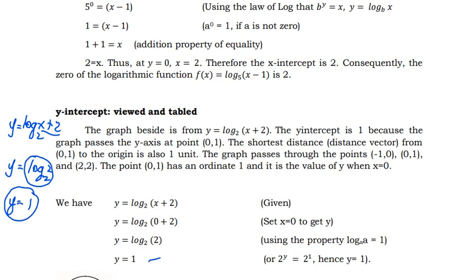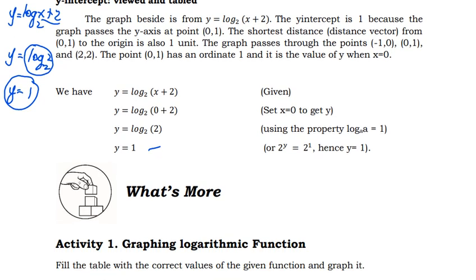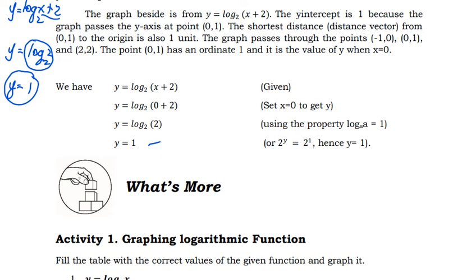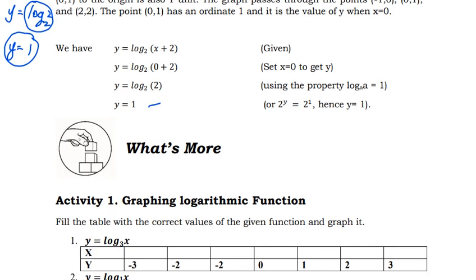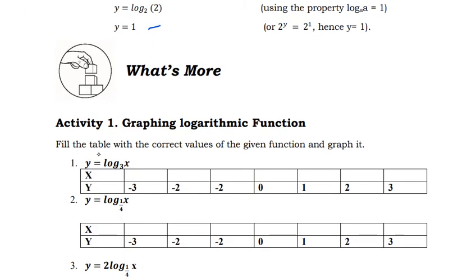Ayan, that's correct. There is another way of writing this one. We know that 2 to the 0 equals 1. Okay. So, therefore, we have 2 to the 1 equals 2. So what's more, we have here graphing logarithmic function. To graph, for example, y equals log of x base 3.